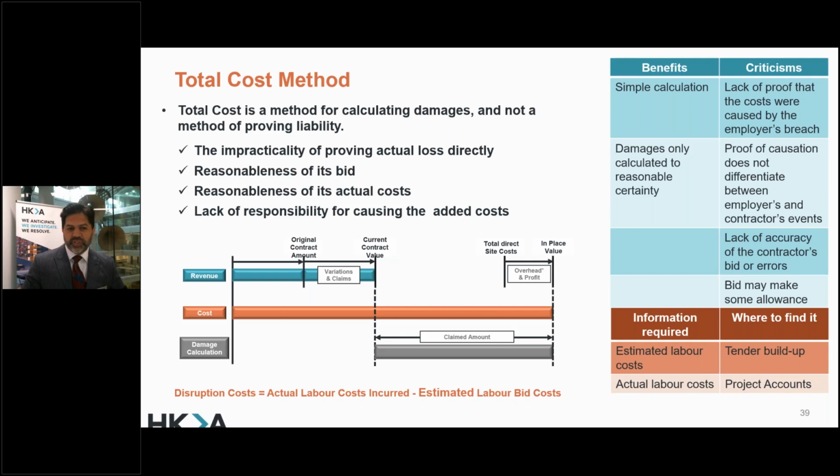Then we come to total cost method. Okay. It's a method for calculating damages, and it's not a method of proving liability. Okay. It's generally rejected for factual rather than legal reasons. So we need to be very careful when we do a total cost method in terms of what the plan on the bid was, what it has cost now, what's the difference, why the difference has happened, this is the claimed amount, this is the contract amount, why do we need additional cost, etc., etc.